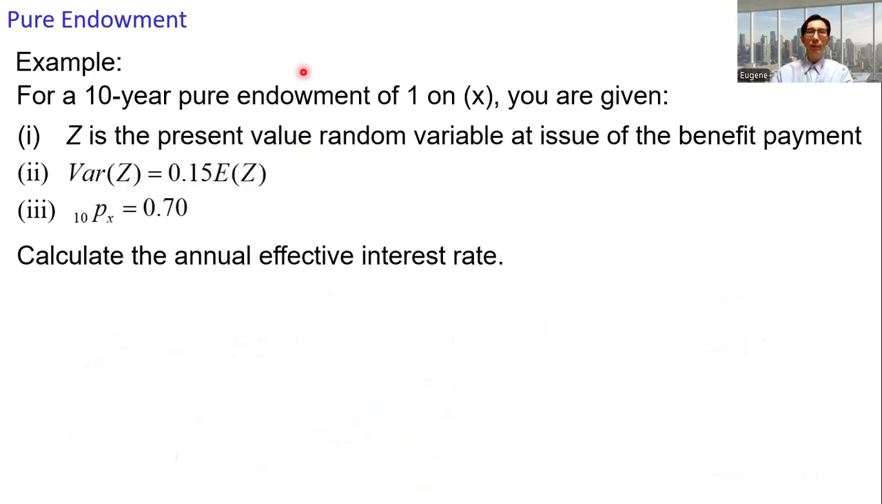Let's take a look at an example. A 10-year pure endowment of 1 on an individual at age x. Z is the present value random variable at the issue of the benefit payment. The variance of Z equals 0.15 times the expected value of Z. You are also given that 10px equals 0.7. Calculate the annual effective interest rate.